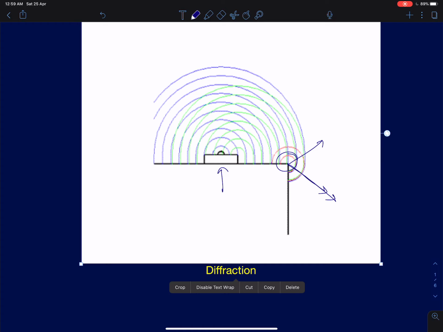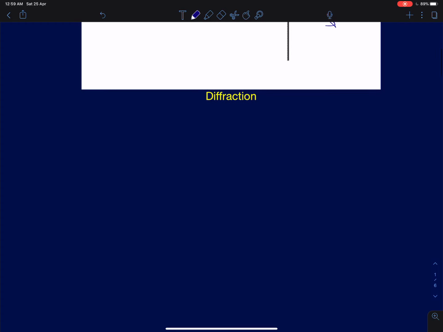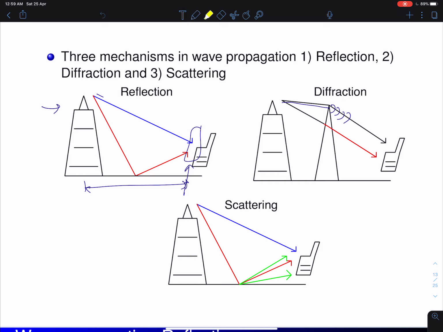So this is how, sometimes, even if we don't have a direct line of sight path, there is no direct line of sight path from the base station to your mobile station. But still, because of diffraction, let's say there is a very tall building obstructing it, the signal can undergo diffraction and reach here.